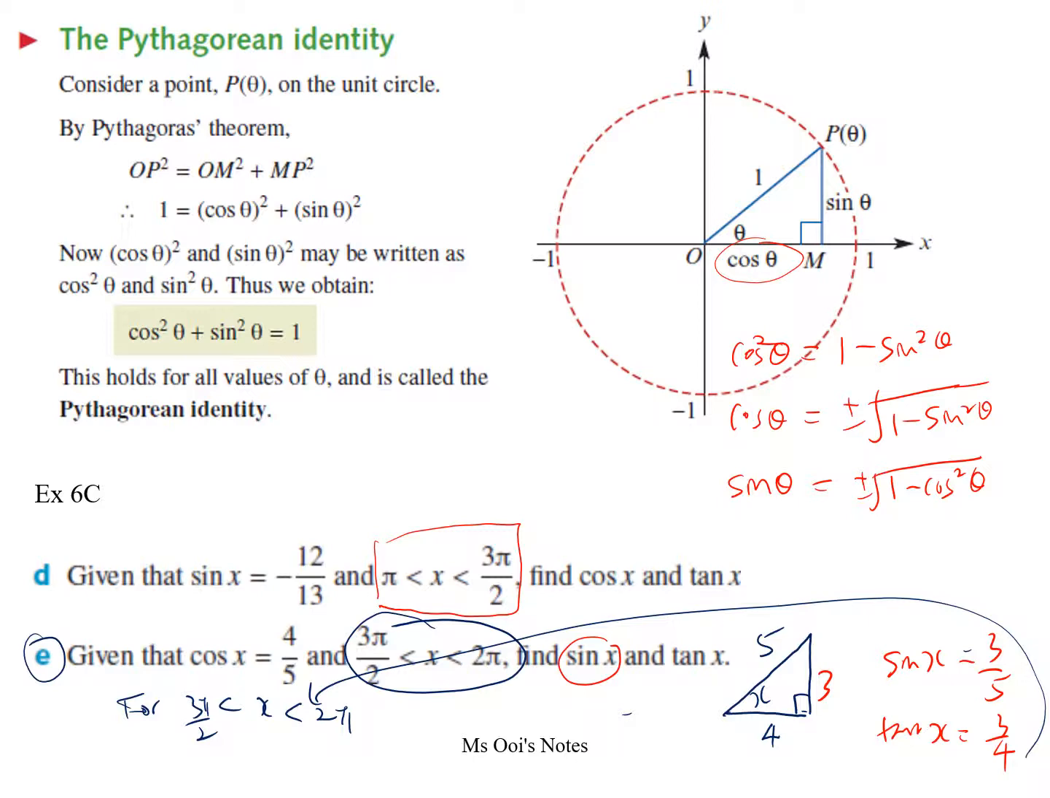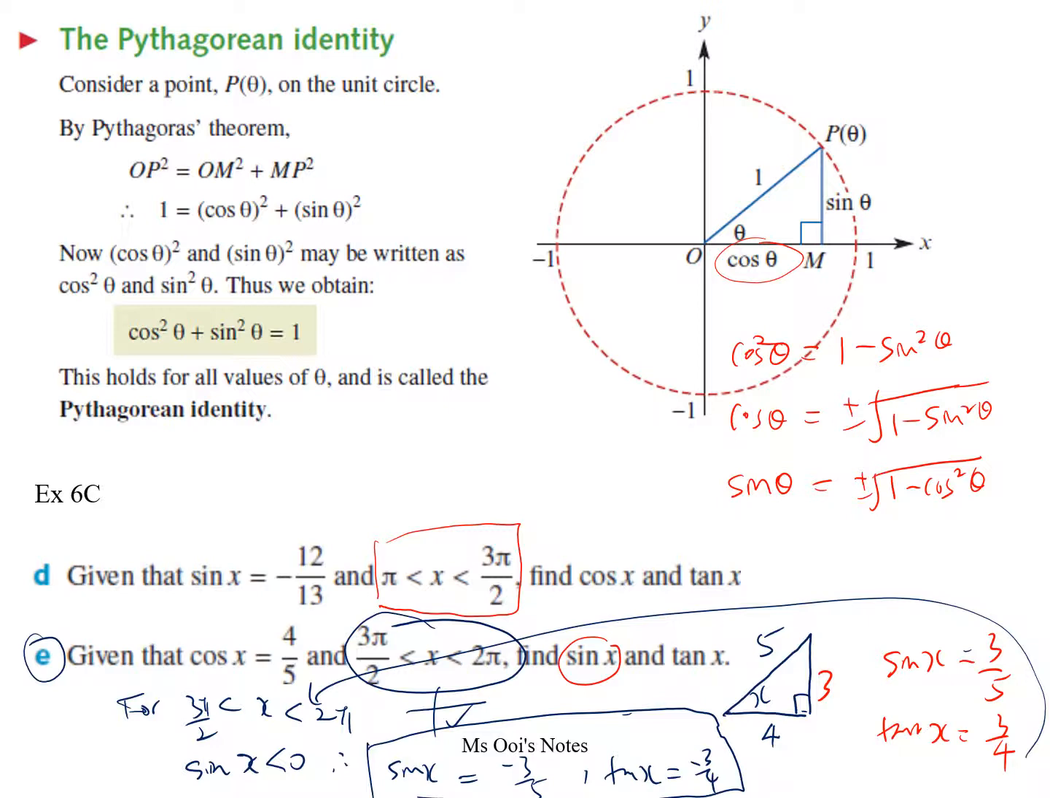And which quadrant are we looking at? We're looking at the fourth quadrant. In the fourth quadrant, sine is actually negative. We know that sine x is negative. So therefore, your sine x should be negative 3 over 5. Okay, and tangent x is also negative because in the fourth quadrant, tangent is negative. So we say that tangent is actually negative 3 over 4. So this is our answer.